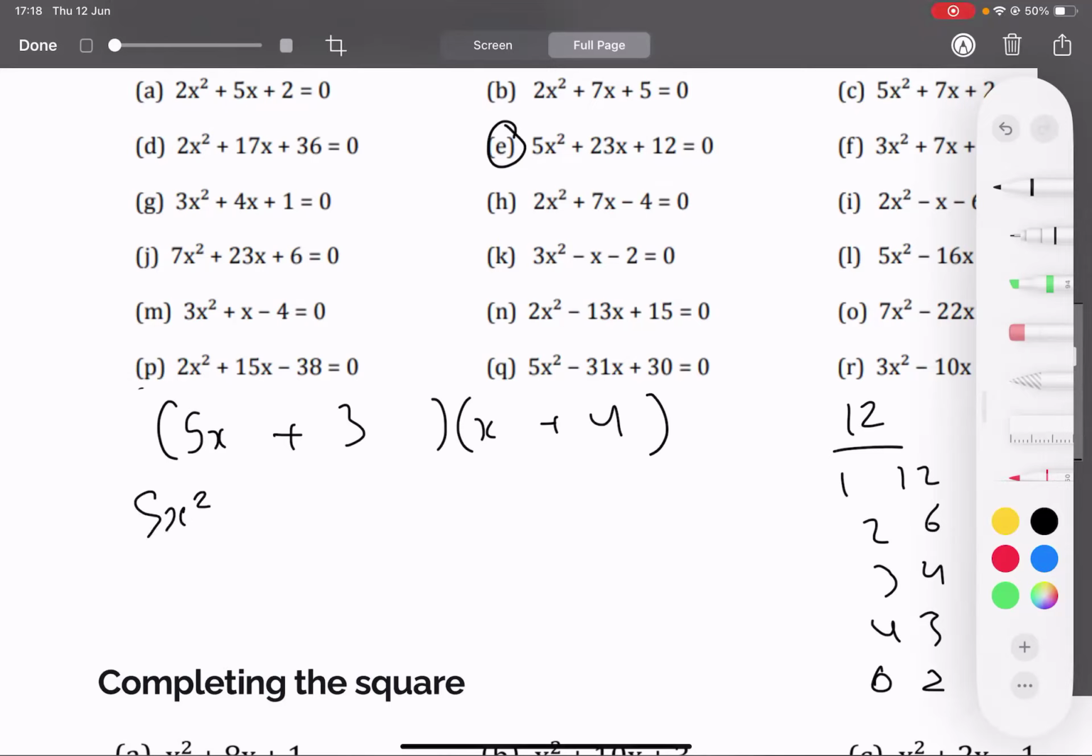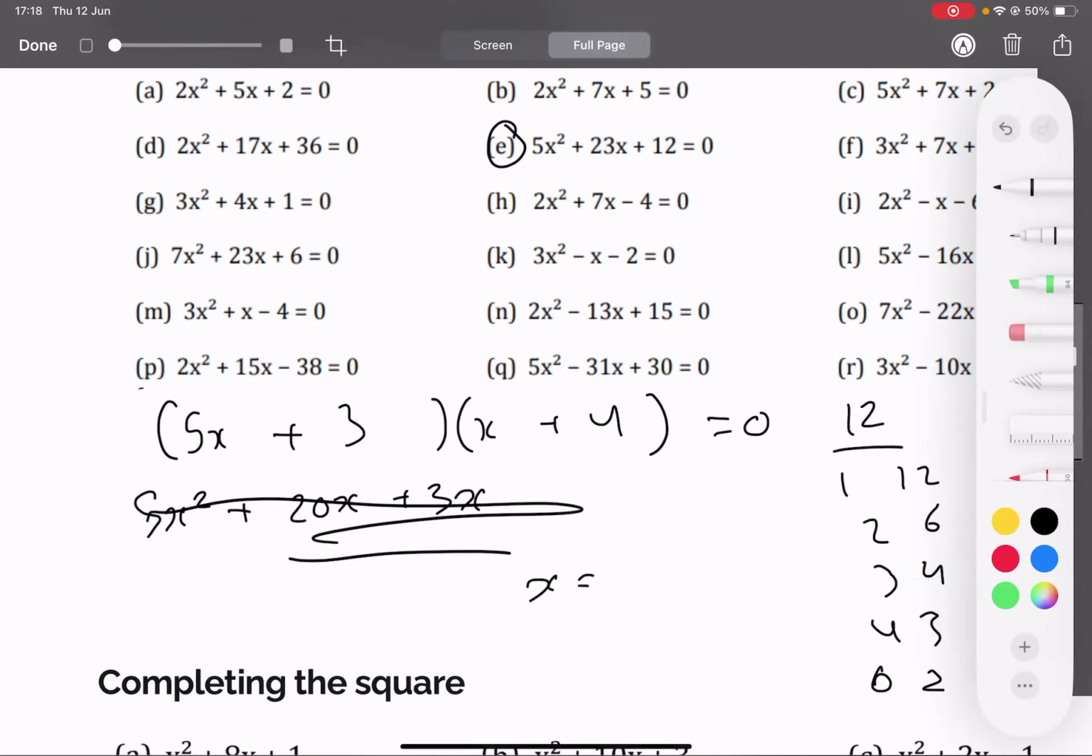5x squared plus 20x plus 3x. There you go, done. That's the answer. Let me get rid of this. How would you actually answer the question? x equals minus 4, yep, minus 3 over 5.